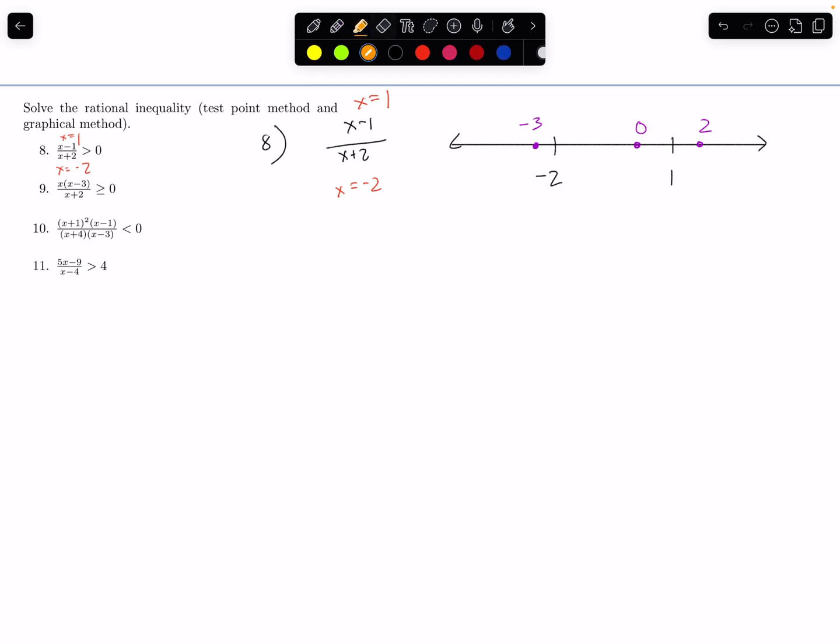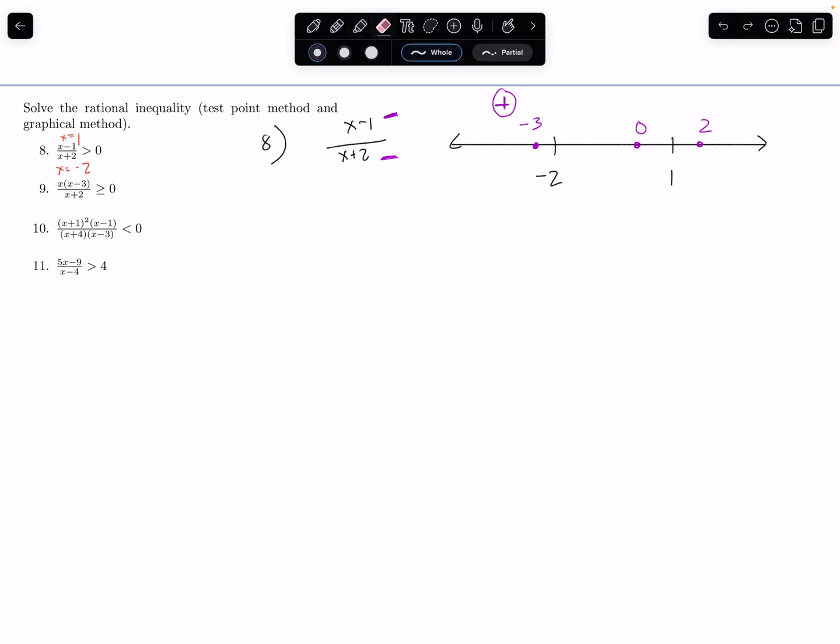Okay, let's check that first test point, negative 3. If I put in negative 3, this top part, negative 3 minus 1, is going to be negative, right? Negative 3 plus 2 in the bottom is also negative. That means negative over negative overall, so this first region is going to be positive. And that's going to be true everywhere to the left of that undefined point, up until you hit that point, right?